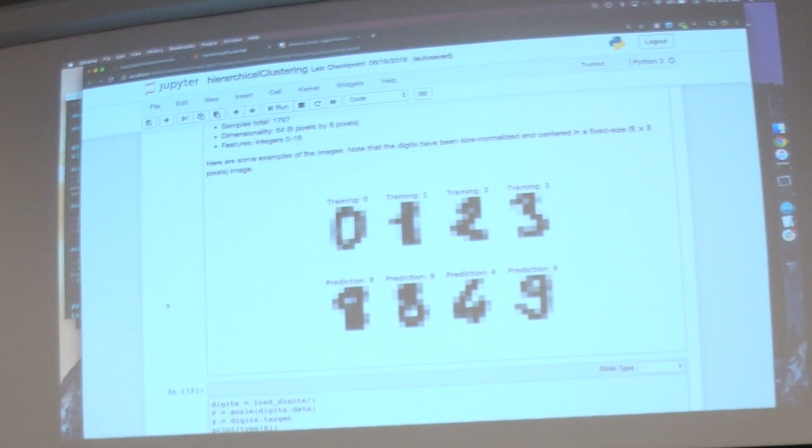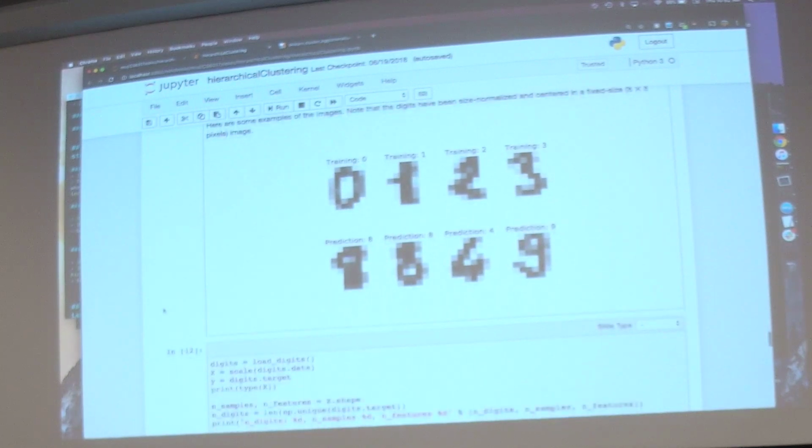These are really low resolution, so I feel like doing classification as a human would be pretty hard with this. It's kind of remarkable how well we can do with the clustering or classification algorithms.